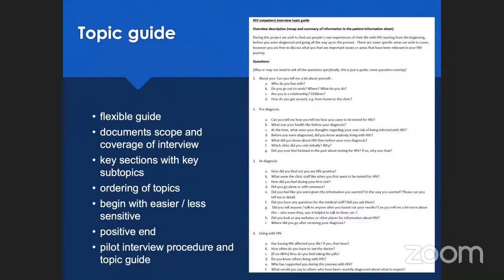So if an interview was chosen, there are some topic guides that can help in aiding the interview. This helps with having a flexible guide with document scope and also coverage of the interview, which can also include the key sections with the key subtopics and ordering of the topics that begin with the easier and less sensitive types of questions, with positive and polite interview procedures with topic guidance.